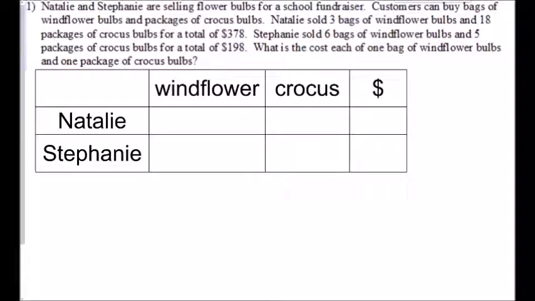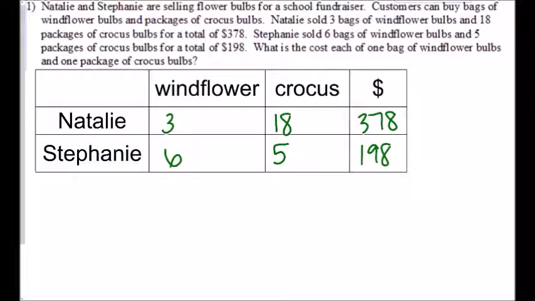Natalie and Stephanie are selling flower bulbs for a school fundraiser. Customers can buy bags of windflower bulbs and packages of crocus bulbs. Natalie sold 3 bags of windflower bulbs and 18 bags of crocus bulbs for a total of $378. Stephanie sold 6 bags of windflower bulbs and 5 packages of crocus bulbs for a total of $198.